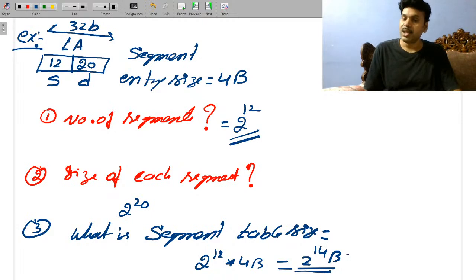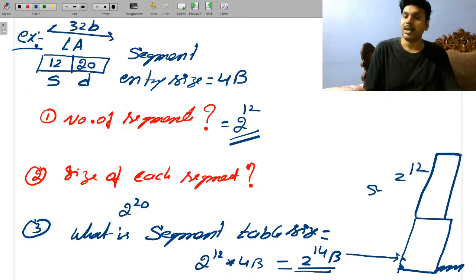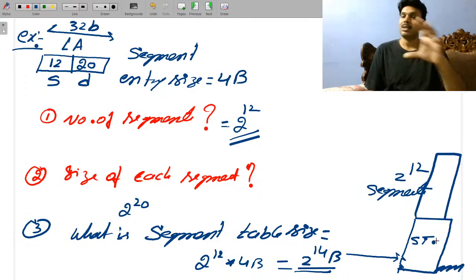So friends, you need to keep this into your main memory. Please understand, you need to keep this 2 power 14 bytes into your main memory. You also need to keep all your 2 power 12 segments onto your main memory. You also need to keep this segment table on your main memory. This is the one question.